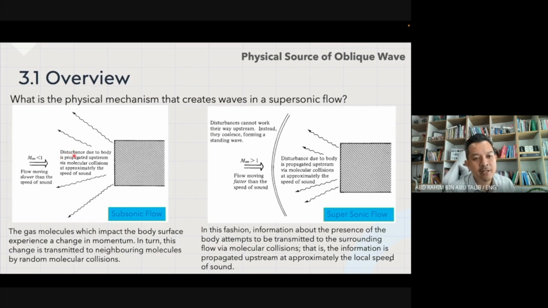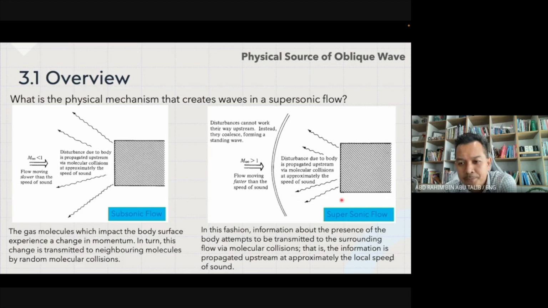Here we can see that the disturbance due to the body is propagated upstream via molecular collisions at approximately the speed of sound. So the gas molecules which impact the body surface experience a change in momentum. In turn, this change is transmitted to neighboring molecules, because they are being deflected, by random molecular collisions.